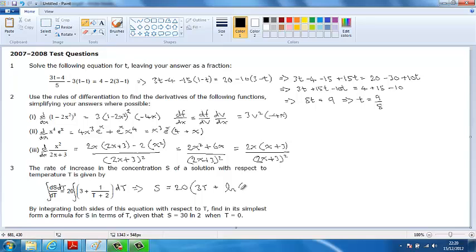So that indeed is the case here. So the integral of 1 over t plus 2 is just natural log of t plus 2. And then we need to add on c, constant of integration.